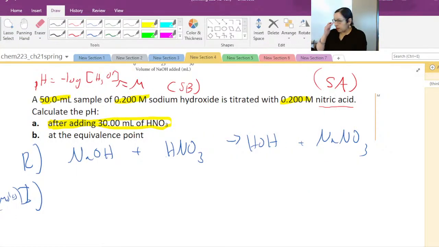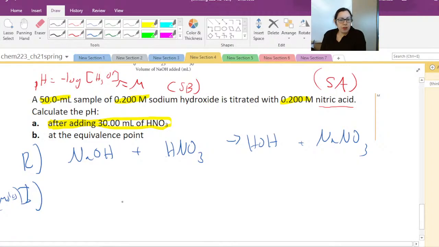All right, so how are these calculations going? How many moles of sodium hydroxide do we have, just initially? I don't think that's quite right, because we have to multiply our molarity by our volume.